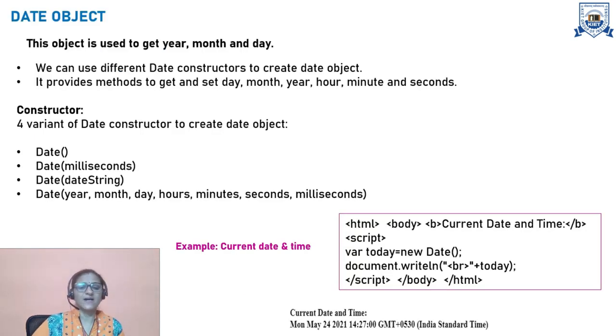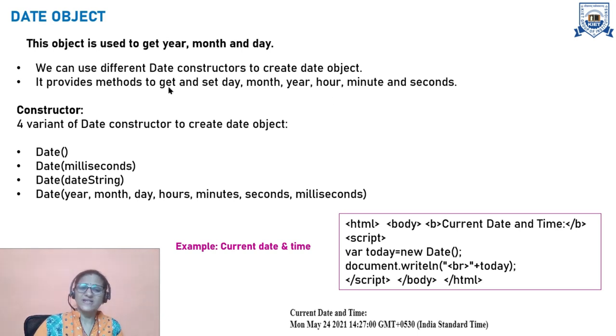Now the next one is another object, that is the date object. This object is used to get year, month, day, as well as the time. Along with year, month, and days, we can retrieve hours, minutes, seconds, and milliseconds. So we can use different date constructors to create the date object.